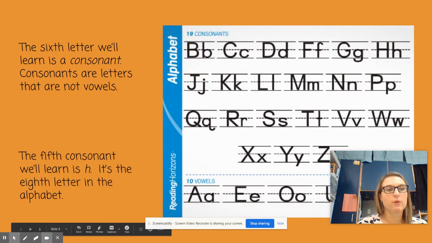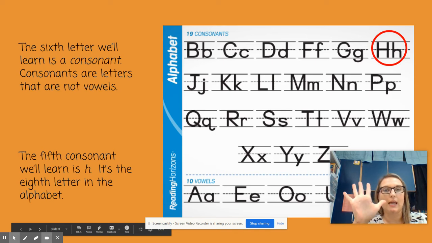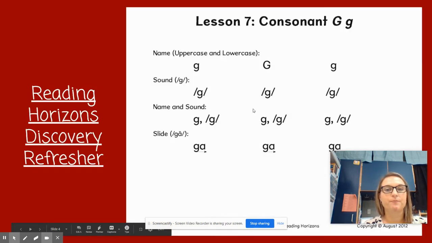All right, the sixth letter we'll learn is a consonant. Consonants are letters that are not vowels. They're letters that make one sound. The fifth consonant we'll learn is H. It's the eighth letter in the alphabet. A, B, C, D, E, F, G, H. You can see the letter right here, an uppercase H and a lowercase h.